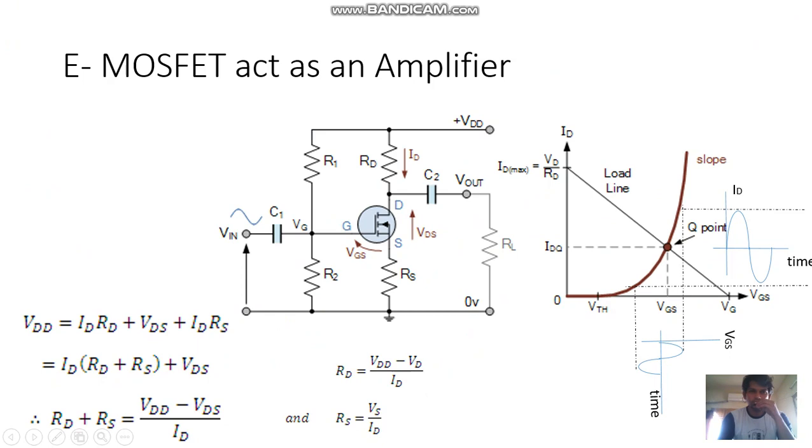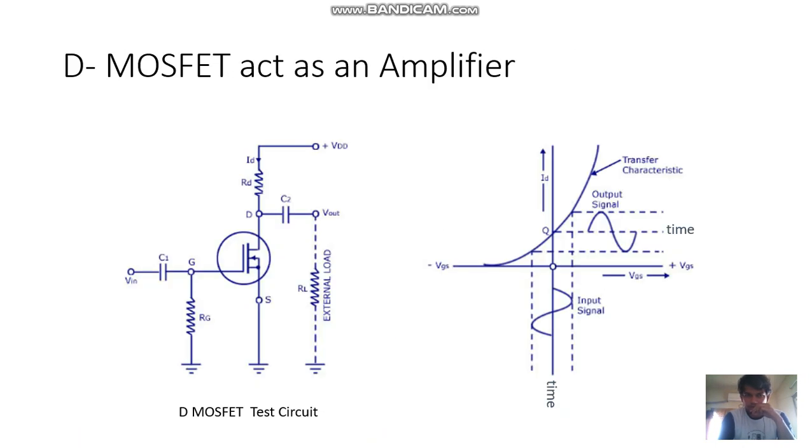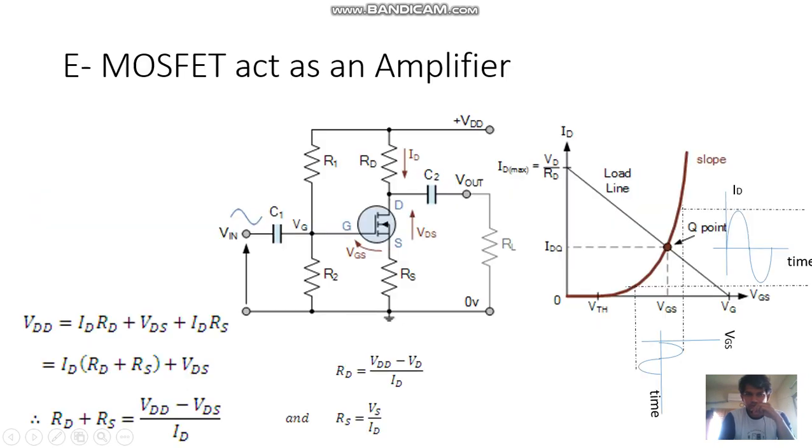And this is how a MOSFET acts as an amplifier. Here, if you see, for the D MOSFET we are not giving this DC voltage, but for the E MOSFET we should give a minimum DC gate voltage. Why? Because we need a minimum threshold voltage in order to conduct, as there is no channel in the E MOSFET, so we need this much of voltage Vg.